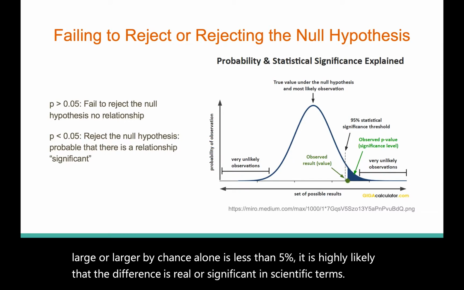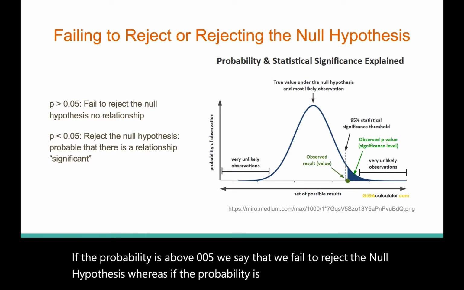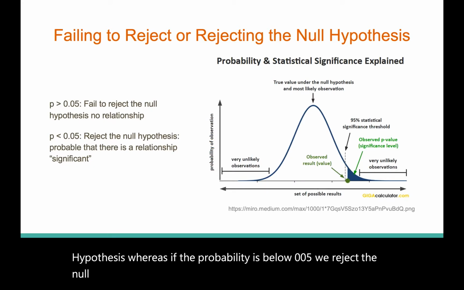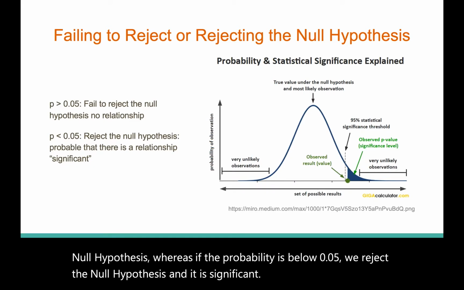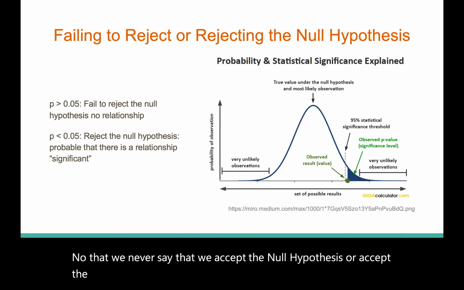If the probability is above 0.05, we say that we fail to reject the null hypothesis, whereas if the probability is below 0.05, we reject the null hypothesis and it is significant. Note that we never say that we accept the null hypothesis or accept the hypothesis, because again, we can't say anything with 100% certainty.